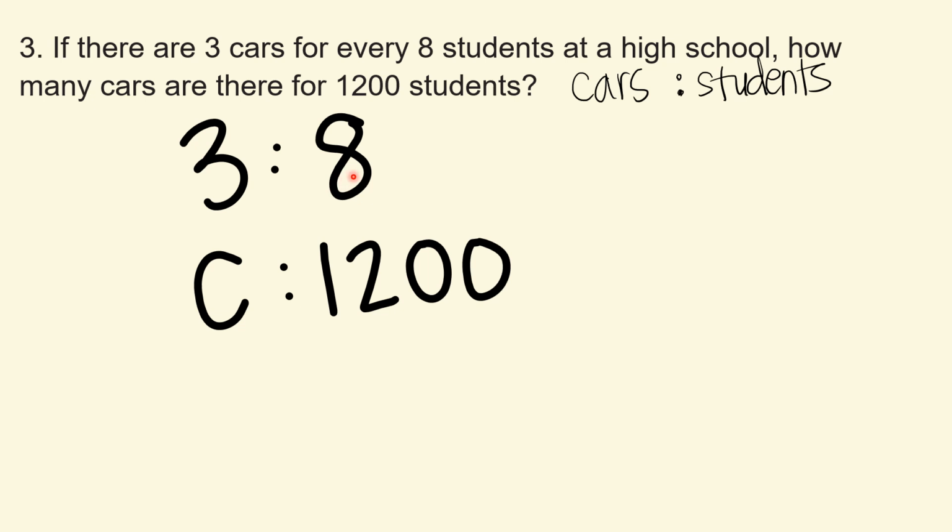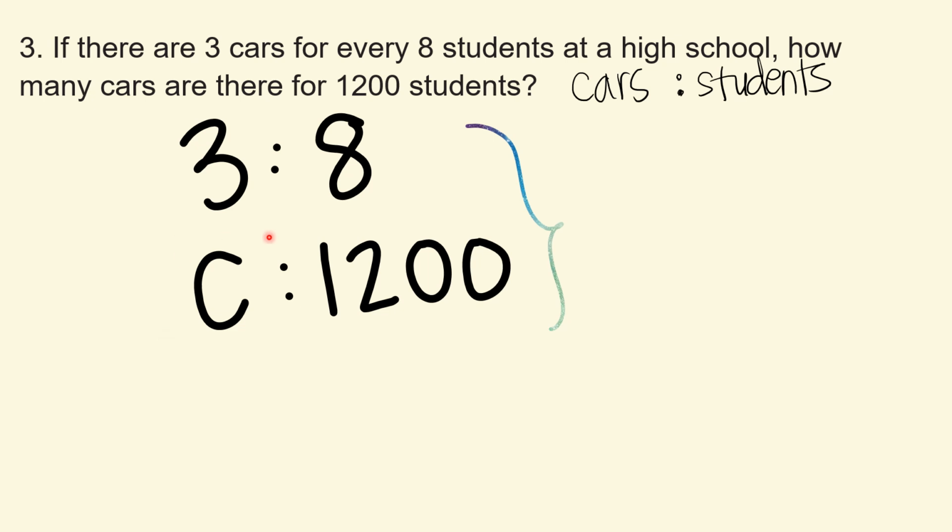Right, so this one is not as easy. It may not be right there on the tip of your tongue or at the forefront of your mind: what do I have to multiply by 8 to get to 1,200? So you can do it that way. If you can figure out what you need to multiply 8 by to get to 1,200, you can do that and then just do the same thing to the left-hand side. But I'm just going to show you how you can set this up as a cross multiplication problem.